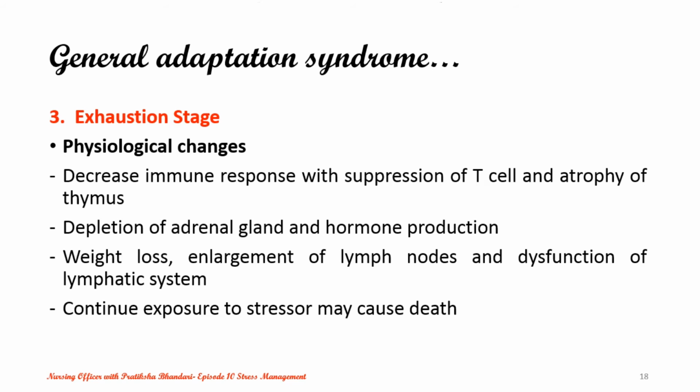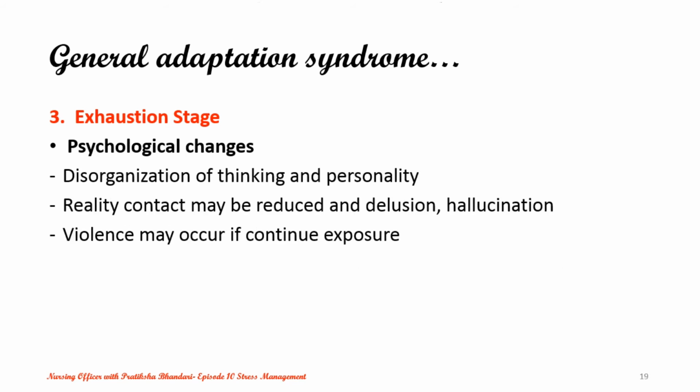So there is decreased immunity and depletion of the adrenal gland and hormone production. The body shows physical symptoms like weight loss, enlargement of lymph glands, and dysfunction of the lymphatic system, and continued exposure to the stressor may cause death. There are also psychological changes like disorganization of thinking and personality. Reality contact may be reduced, delusion and hallucination might occur, and violence may occur with continued exposure. These are the changes seen in the alarm, resistance and exhaustion stages in general adaptation syndrome.